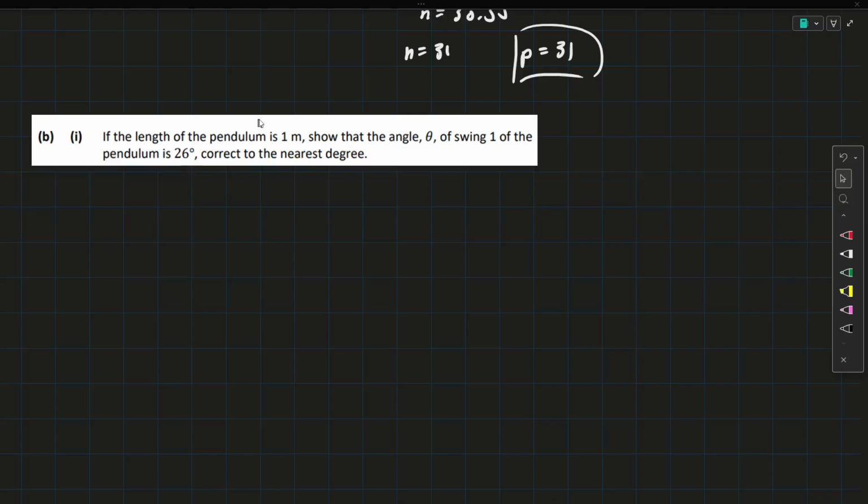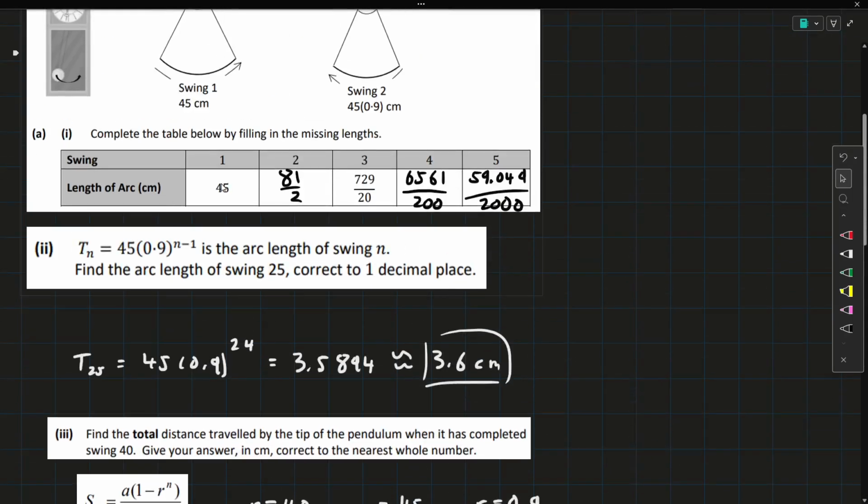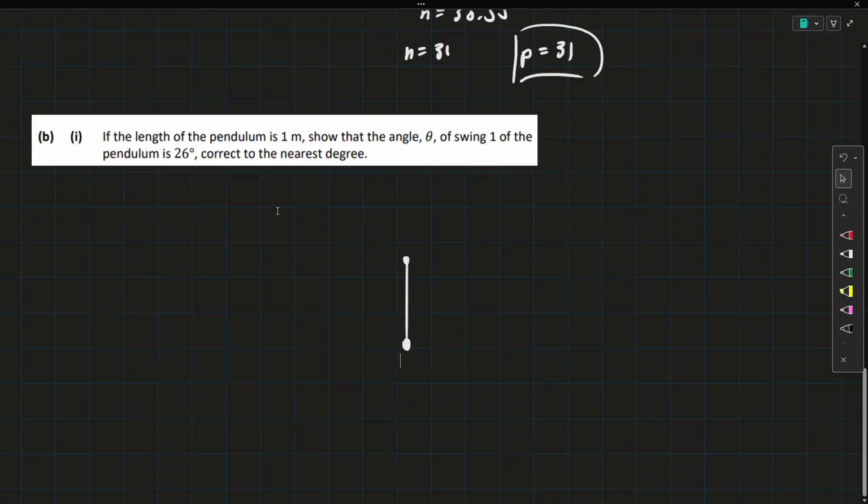Then we're told that the length of the pendulum is 1 meter, and we have to find the angle. So the way you need to think about this is that the pendulum is like this, and like here's the bob at the end, and it's going to be swinging back and forth in kind of the shape of a circle. So the first arc length that we have is 45. The length is 45 centimeters. So what's the circumference of an entire circle?